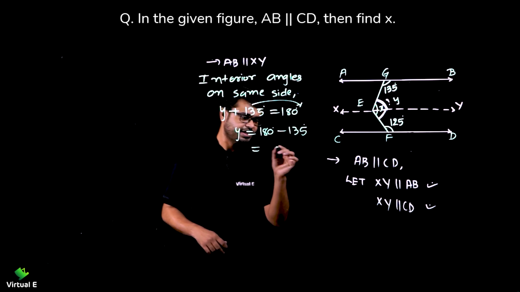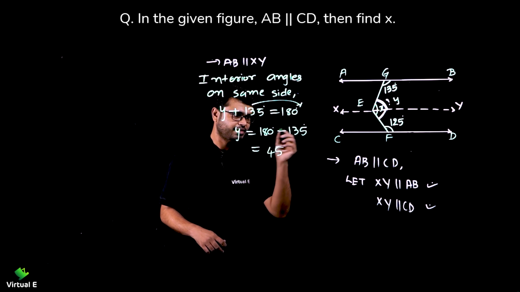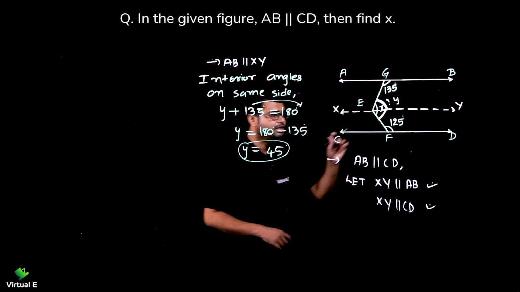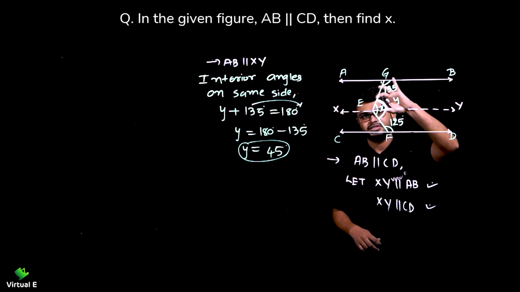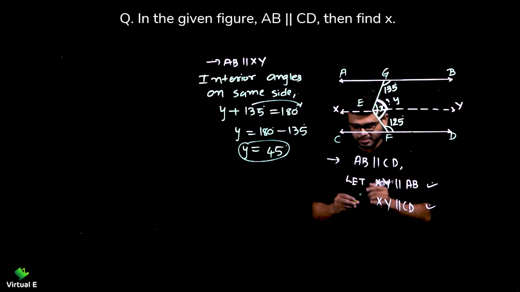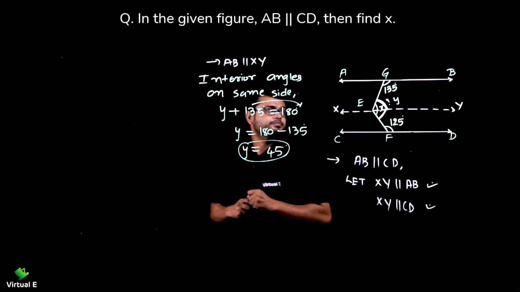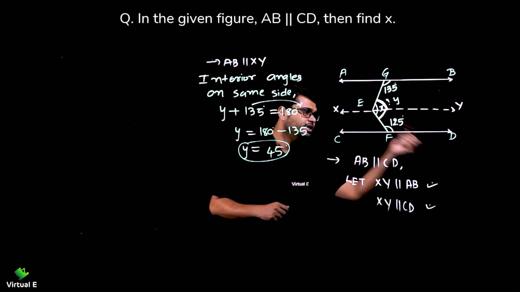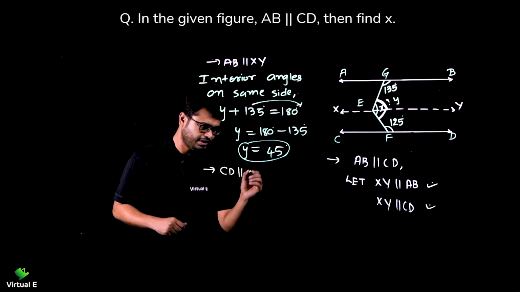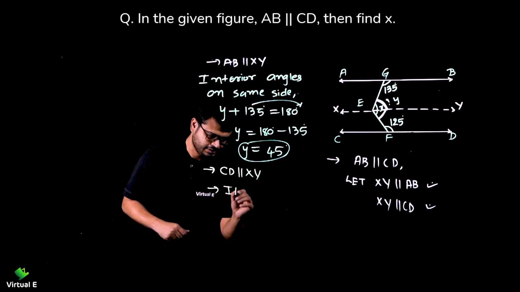So 10 minus 5 is 5. 7 minus 3 is what? 4. 1 minus 1 is 0. So y is equal to 45 degree. So the upper part of this angle is 45 degree. Similarly, we can get the lower part of x as well. So let's proceed with that. Here we are going to take CD parallel XY. So CD parallel XY. And again we will take IASS.